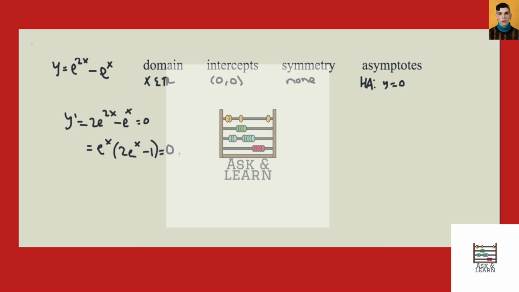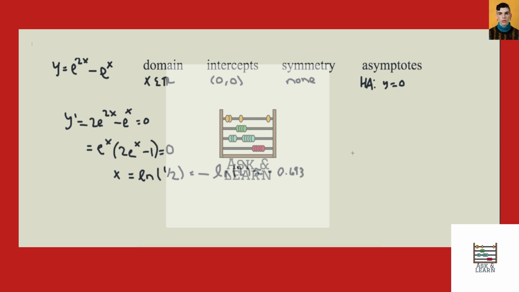So e to the x equals 0, we can't do that. But for this one, we can see that x is equal to ln of a half. All right, and that's equivalent to negative ln of 2, which is approximately negative 0.693.